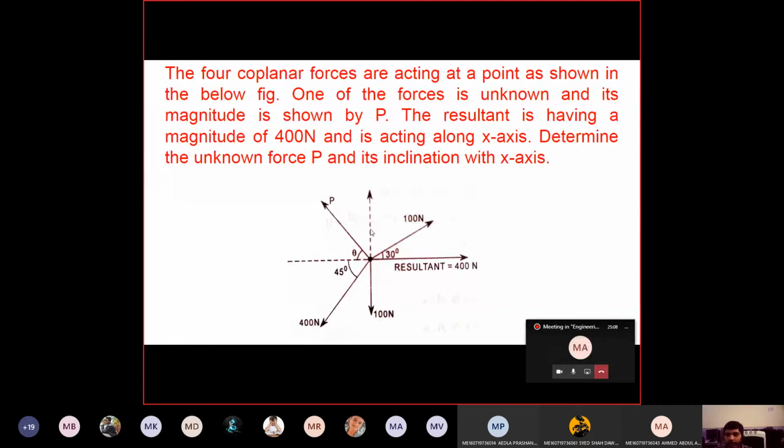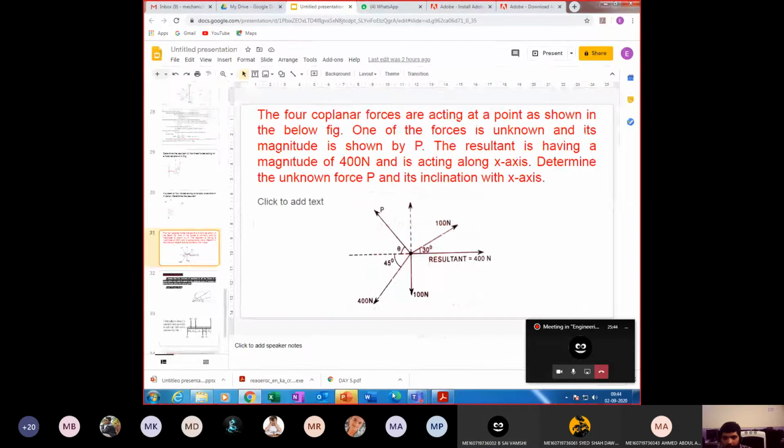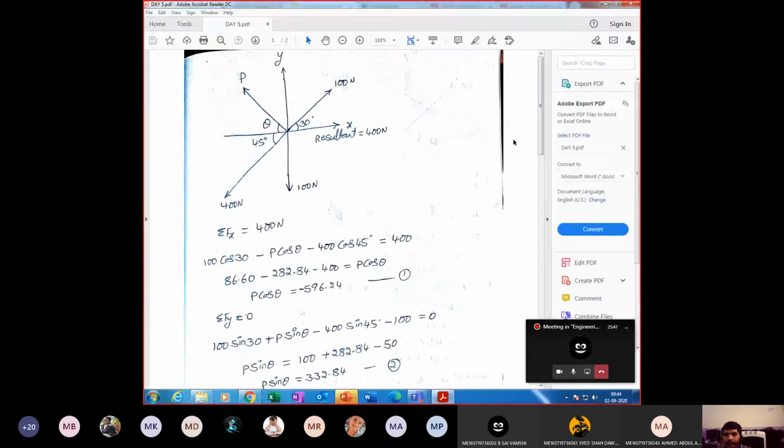First step, tell me, anyone of you. Rule number 2, tell me. What is the procedure? We should find horizontal and vertical components. We have to resolve the forces horizontally as well as vertically. Next, we are supposed to find the resultant. I'll show you the answer, then you will understand.